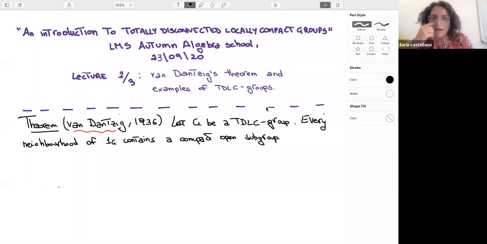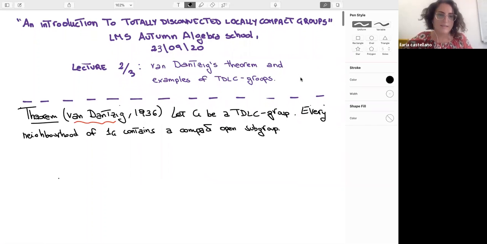So today my lecture will be devoted to the proof of van Dantzig's theorem, which is one of the most important theorems in the theory of totally disconnected locally compact groups. And then we are going to use this theorem in order to produce examples of TDLC groups. So this is the goal for today.